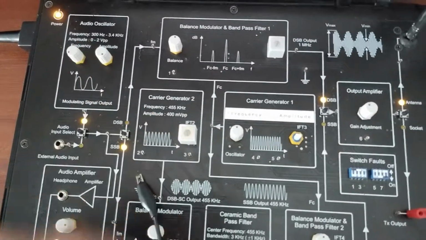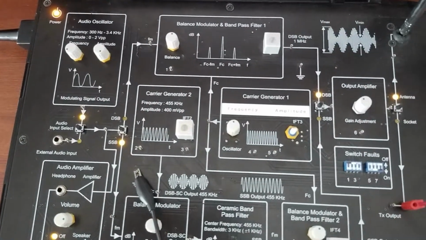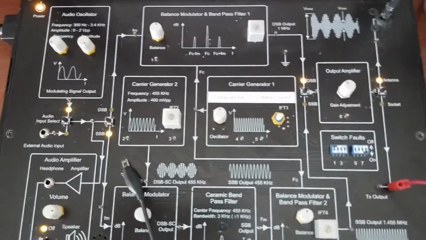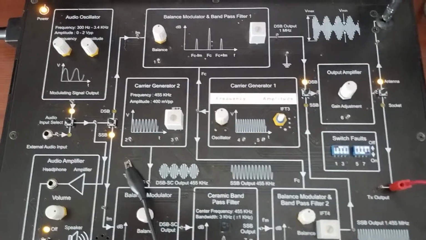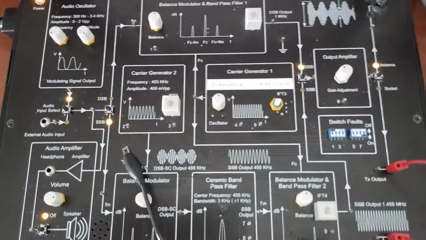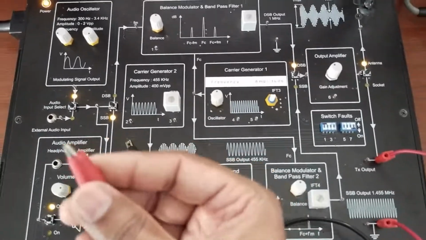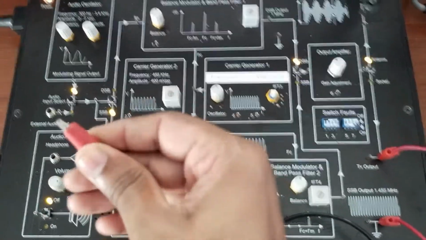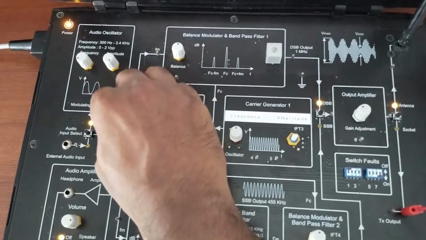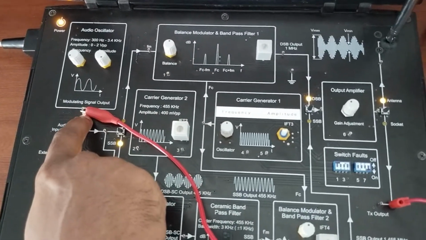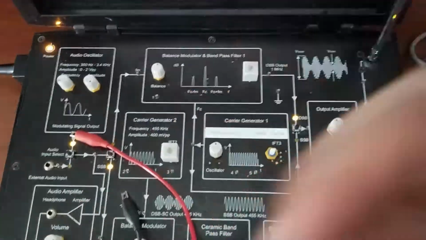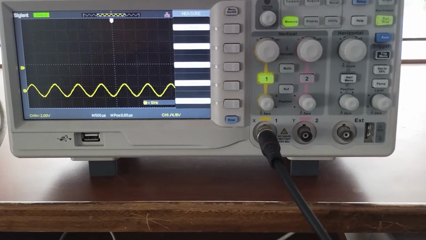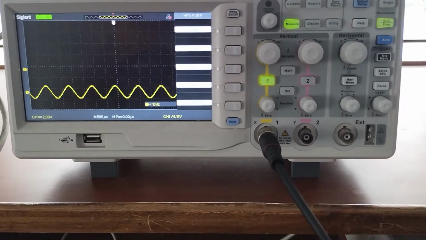Now I am observing the message signal from the audio oscillator, which has adjustable amplitude and frequency. The frequency range in the audio oscillator is 300 Hz to 3.4 kHz, and the amplitude is 0 to 2 volt peak to peak. Connecting the positive probe of the CRO to the audio oscillator output gives the message signal on the screen. For example, a 1 kHz frequency and 2 volt peak to peak message signal.